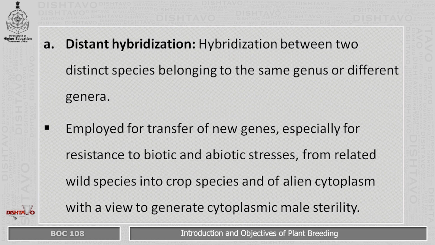So first, let us see what is distant hybridization. Distant hybridization is between 2 distinct species belonging to the same genus or different genera. It is mainly employed for transfer of new genes, especially for resistance to biotic and abiotic stresses, from related wild species into the crop species, and of alien cytoplasm with a view to generate cytoplasmic male sterility.